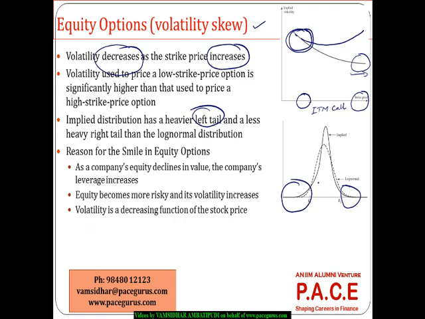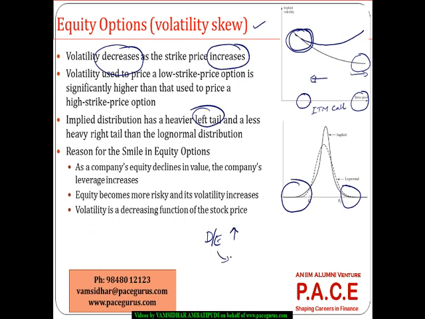Whereas in the case of foreign exchange options, we have clearly seen that the tail is heavier on both sides. And why does this come up in the case of equity? There's an interesting argument for it. See, when you look at the company's equity falling, right? If the company's equity is falling, the debt to equity ratio is going to increase.